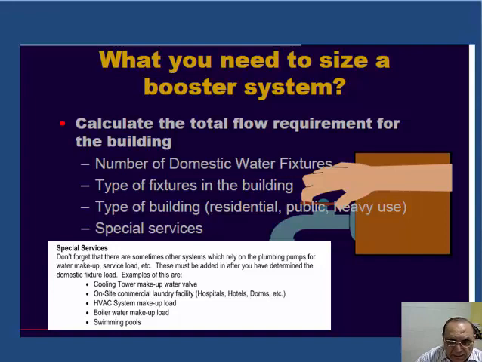And the special services. All the special services related with the building system, generally those are cooling tower makeup water requirement, on-site commercial laundry facilities for hospitals, hotels, dormitories, HVAC system makeup load, boiler water makeup load, swimming pools, water bodies, etc. The flow requirement must be calculated by establishing the demand for the special services.